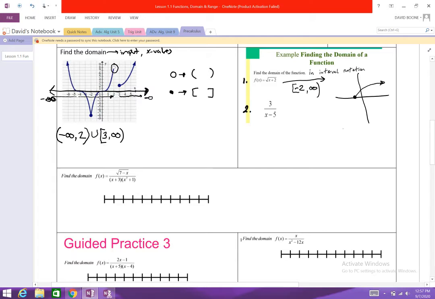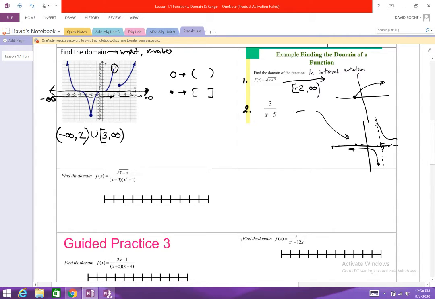Making a quick sketch of that graph, it's got a little branch down here, and then a little branch right here, and then this asymptote at x equals 5. There's also the horizontal one, but we're not concerned about that with the domain because I'm reading from left to right. And as I read left to right, it's way out here at negative infinity.